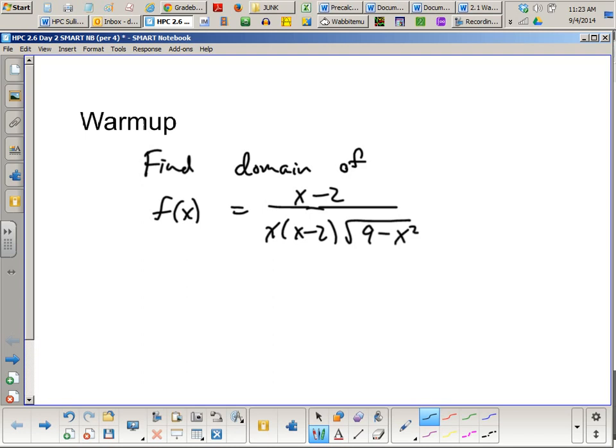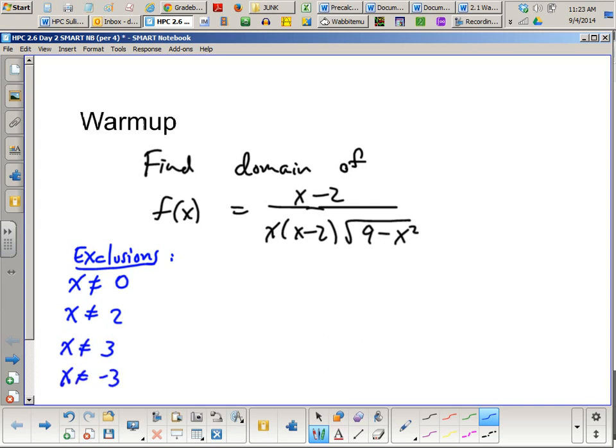There's really kind of two things going on at the same time. One is you can't divide by 0, so you maybe wrote down some exclusions. For example, x cannot be what? What'd you guys put? 0, right? X cannot be 2. X cannot be 3. X cannot be negative 3. All of these cause you to divide by 0. And then x is greater than negative 3, and x is less than 3.